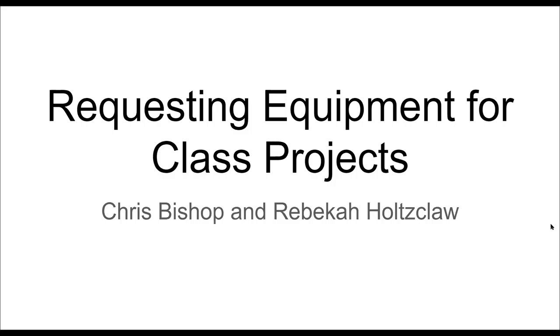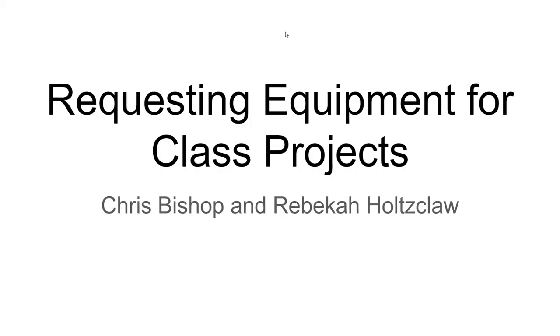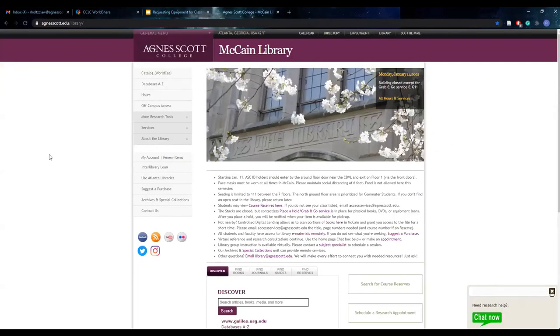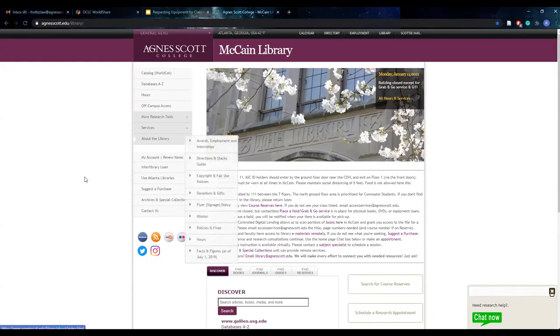And we are going to go ahead and jump in on our presentation. So I'm just going to navigate how you would locate equipment in the library. First, you're going to want to bookmark the McCain Library homepage if you are having a very research-heavy semester ahead of you. This is very beneficial for our hours, for what services we offer. You can search any of our books and make research appointments. But today we are just going to talk about how to locate equipment.